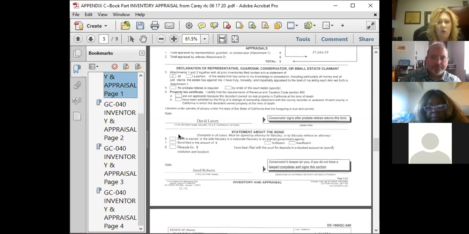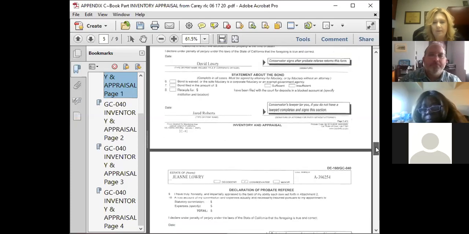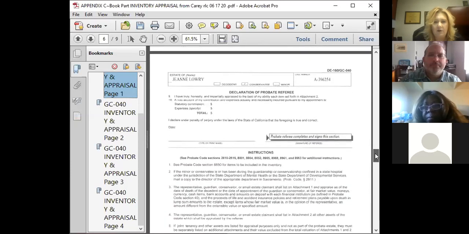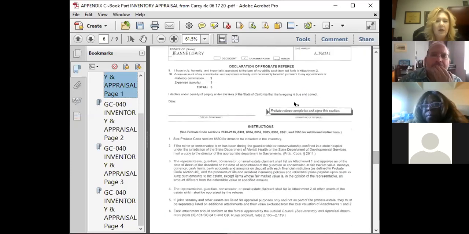Okay, so then once you've completed this section down here, we get to date, your name, and then again, your signature. We're ready to move on to page two. And again, we've already looked at page two. So again, page two only has the name of the estate, whether it's a decedent, a conservatee, or a minor, and then the case number. And again, this is left blank, not to be completed by you.